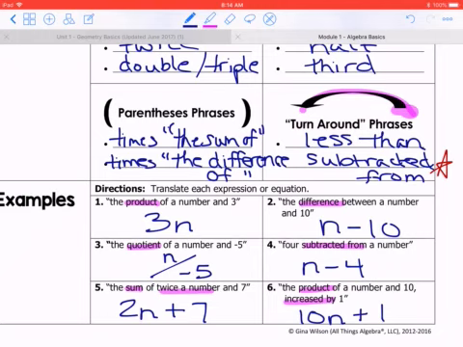Make sure you have all these notes taken. If you have any questions, bring them to class with you. And then tomorrow we will continue working on word phrases. They're going to get slightly more complicated. So make sure you have this down and you know which word phrases correspond to which math operation.